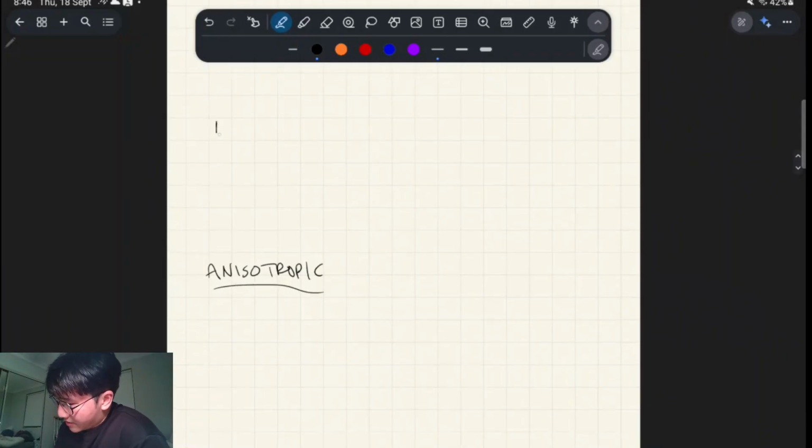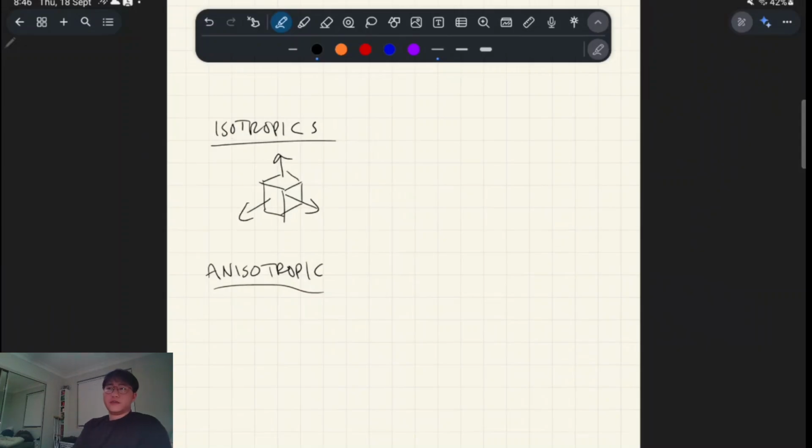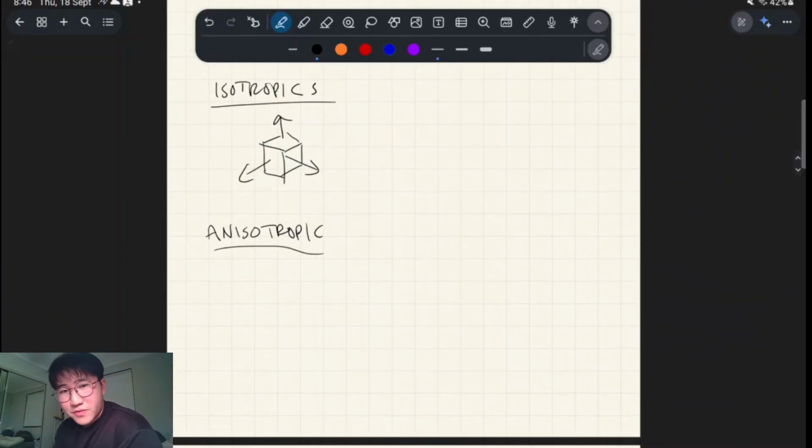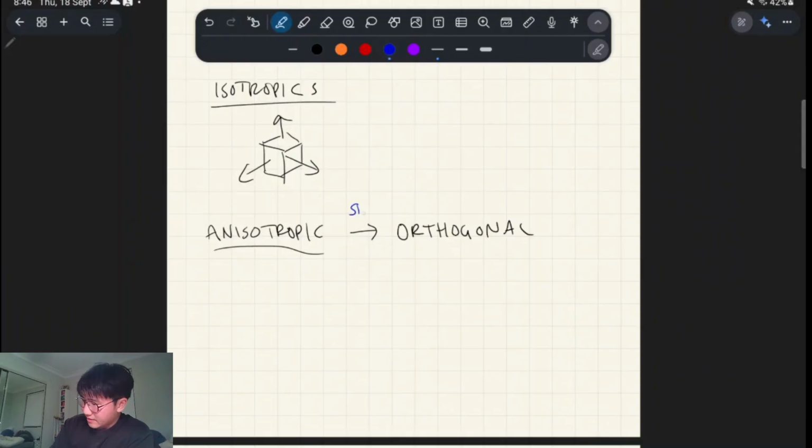Now, isotropic materials are basically something like steel, right? Where it has similar properties in any given direction, essentially, right? But anisotropic materials don't, right? And there's a very specific type. It's not specific. It's more of a simplification.